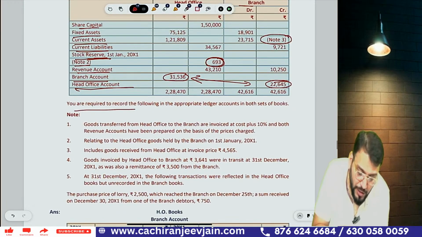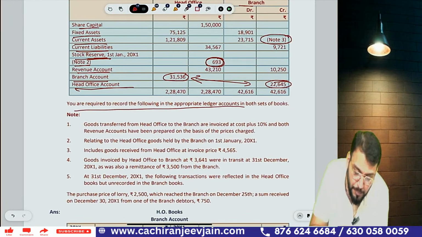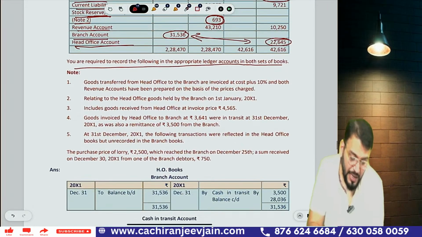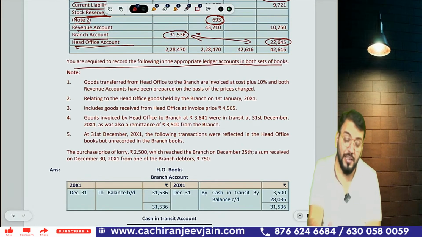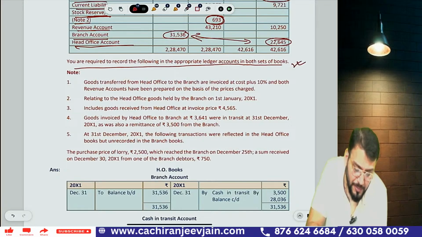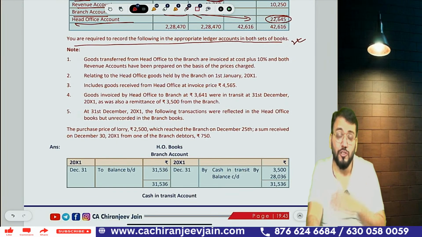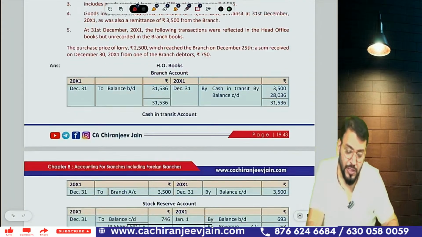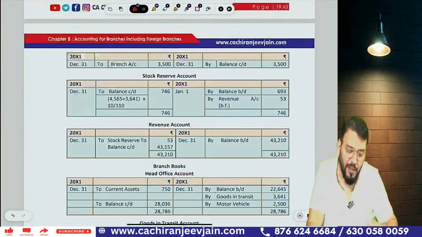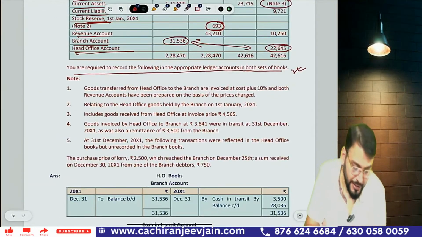You are required to record the following in the appropriate ledger in both sets of books. You need to prepare, actually, they have asked what? The ledger account. Sometimes in this chapter, ledger account is difficult because so many ledger accounts you need to prepare. So you can see this many ledger accounts they have prepared. So I will try to explain with a journal entry.